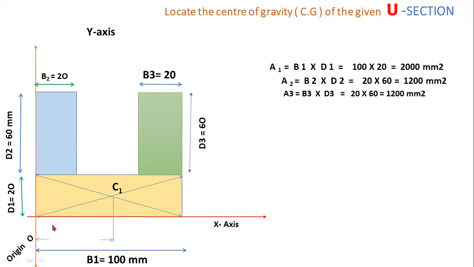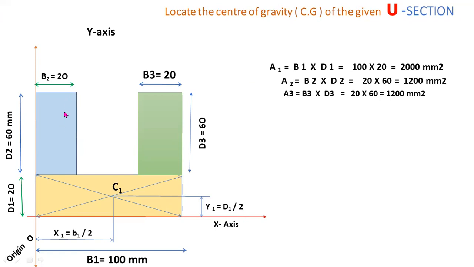Now x1 is the distance of centroid C1 from the y-axis. This is the y-axis. So x1 is the distance of centroid C1 from the y-axis. x1 equals half of the base. Here the base is 100 mm, so B1 by 2 equals 50 mm. In a similar way, y1 is the distance of centroid C1 from the x-axis. That value equals half of the depth, D1 by 2. Y1 equals D1 by 2 equals 20 by 2 equals 10 mm.